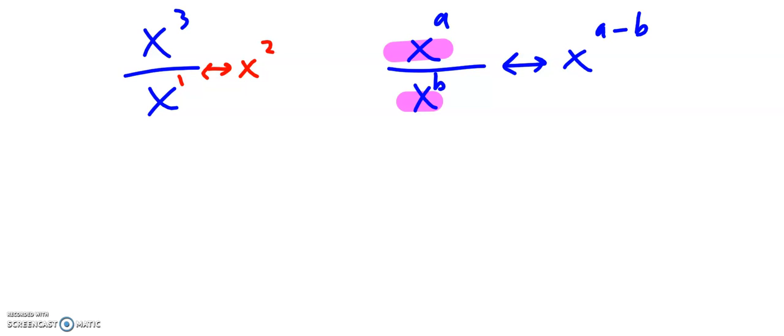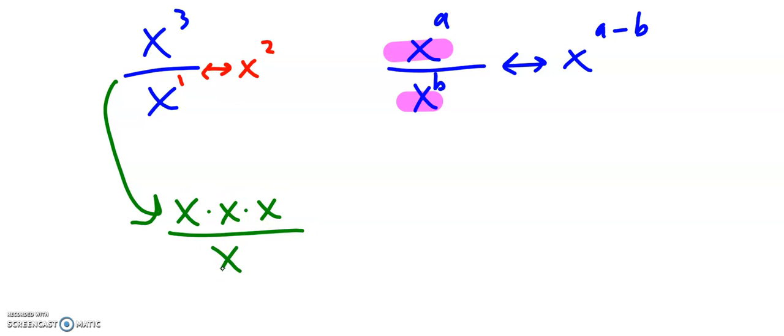The other way to think about this, if you don't remember that, is I could also think of this as x times x times x over x, because x times x times x is x to the third.